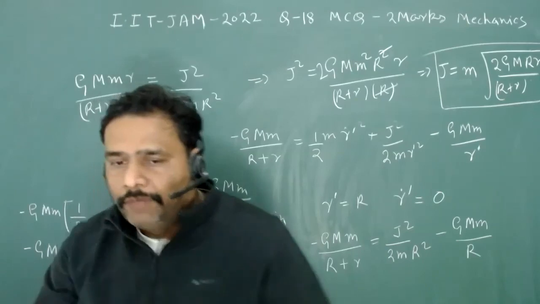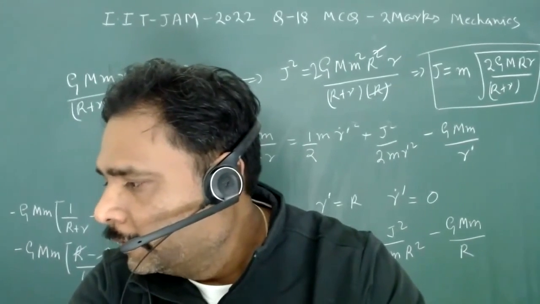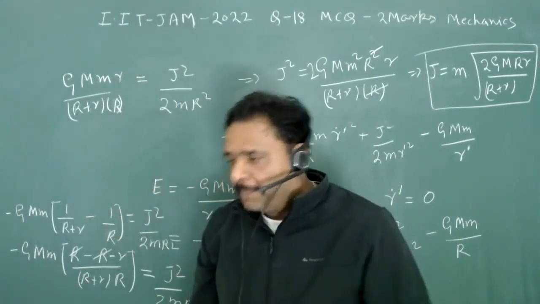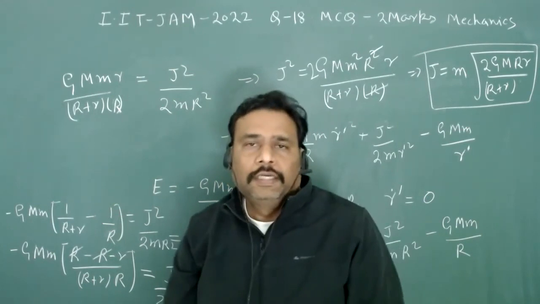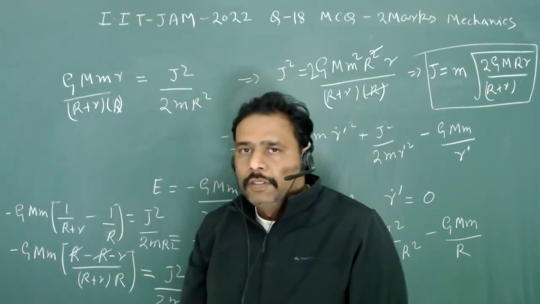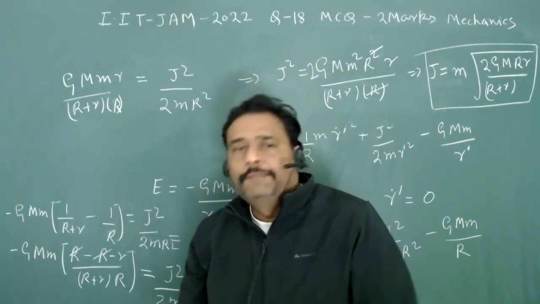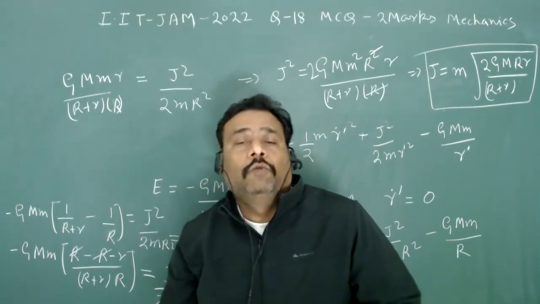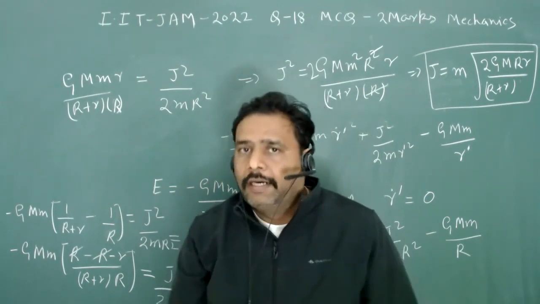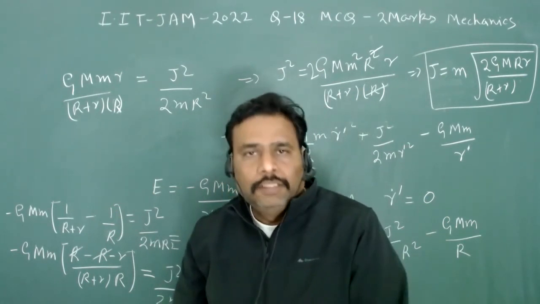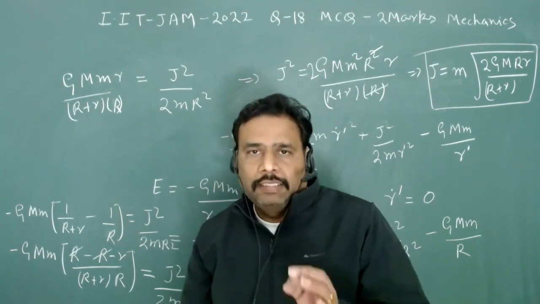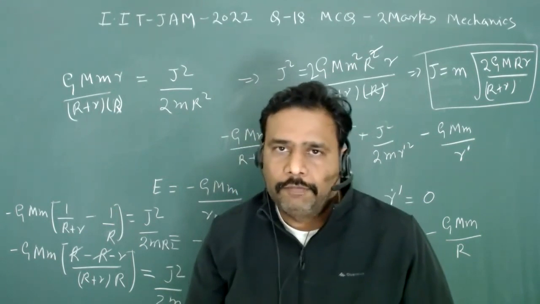It's a very nice problem, and you can apply all this concept of Kepler's first law, conservation of energy, as well as the concept of what will happen at R maximum and R minimum. These two points are turning points. This is the crux of this particular problem. Thank you.